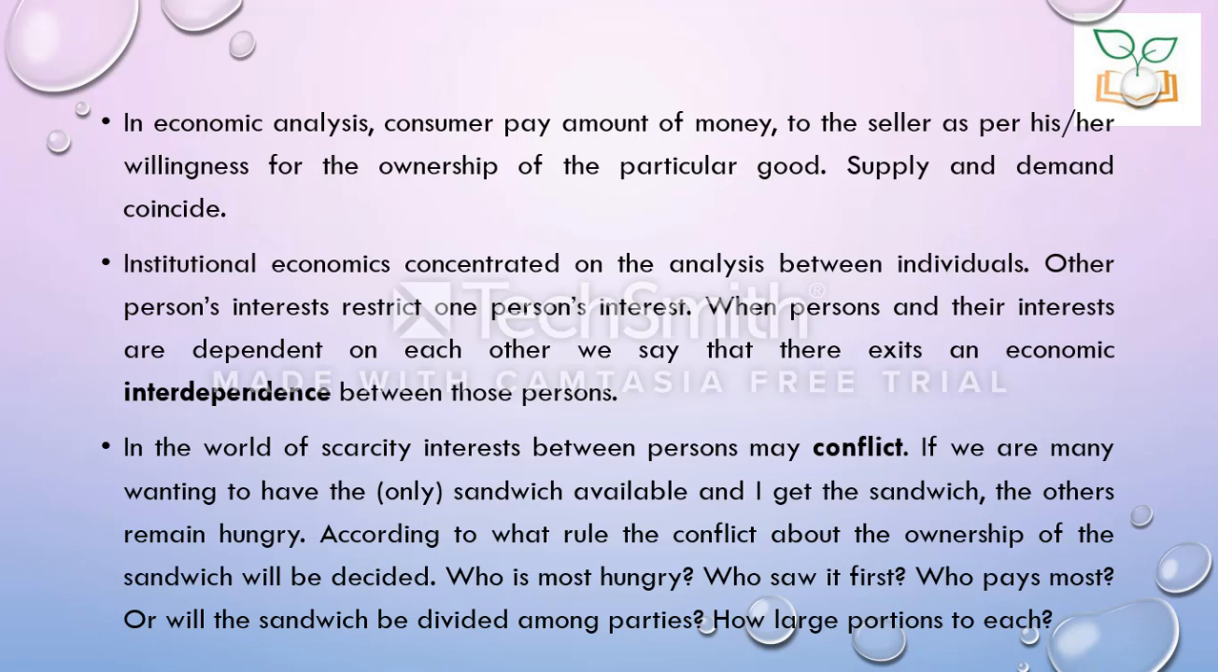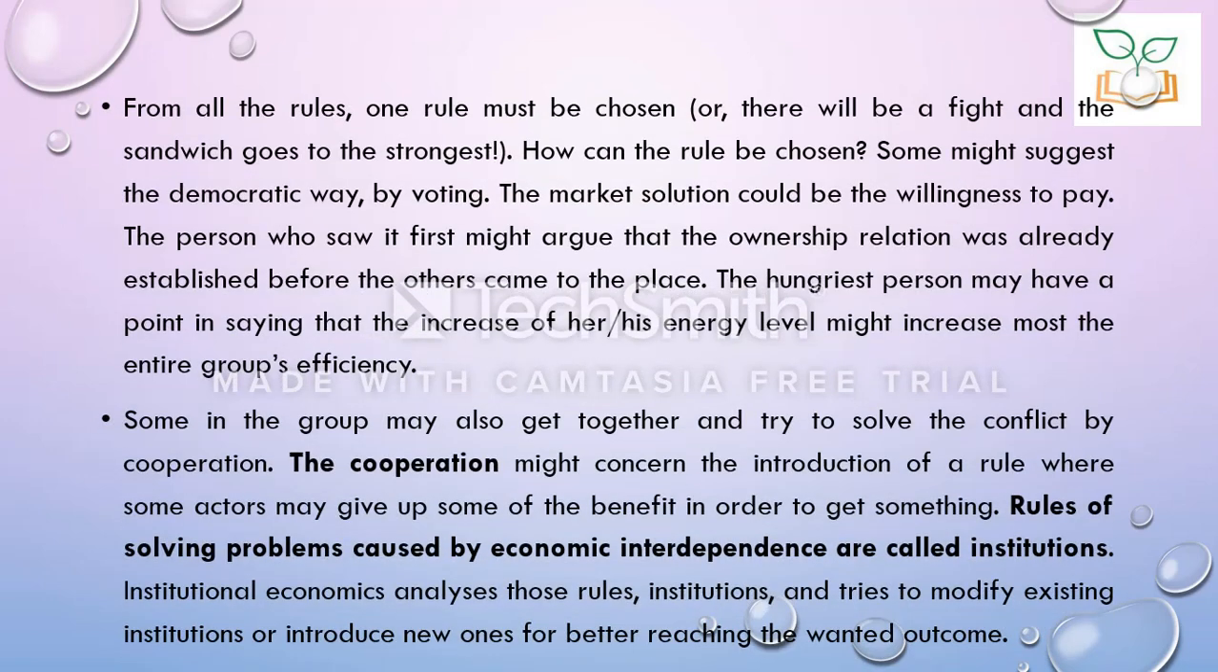If many of us want the only sandwich available and I get the sandwich, the others remain hungry. According to what rule will the conflict about the ownership of the sandwich be decided? Who is most hungry? Who saw it first? Who pays most? Or will the sandwich be divided among the parties? How large a portion to each? From all the rules, one rule must be chosen or there will be a fight and the sandwich goes to the strongest. How can the rules be chosen?